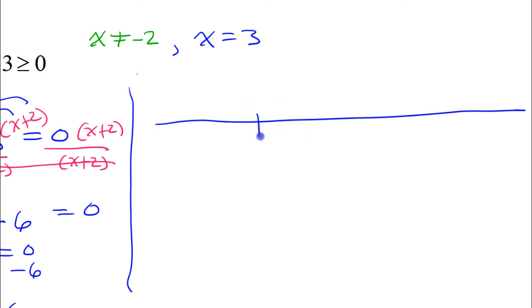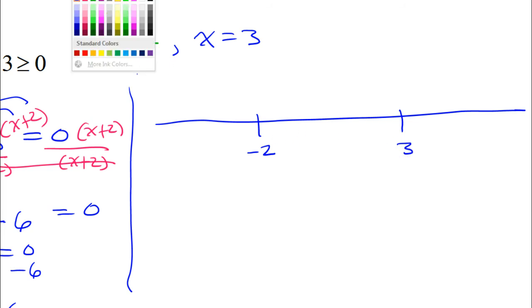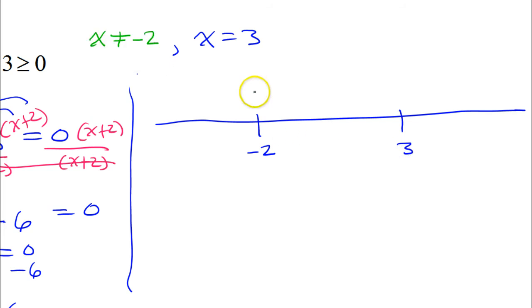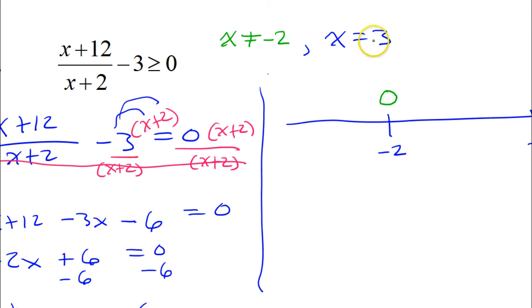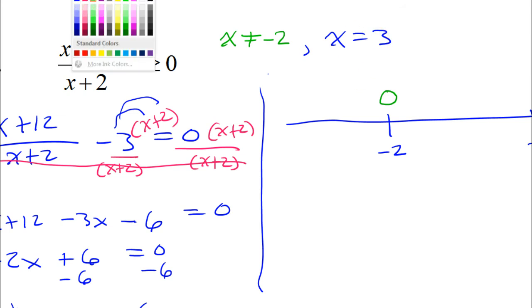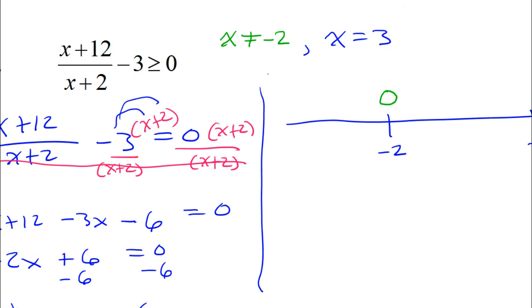Okay, so I have -2 and I have +3. Now, excluded values are always graphed as open circles. All right, they're excluded, and an open circle means excluded. Now, the solutions are sometimes graphed as open circles and sometimes closed circles, depending on whether or not you have the "or equal to." And this time we do.